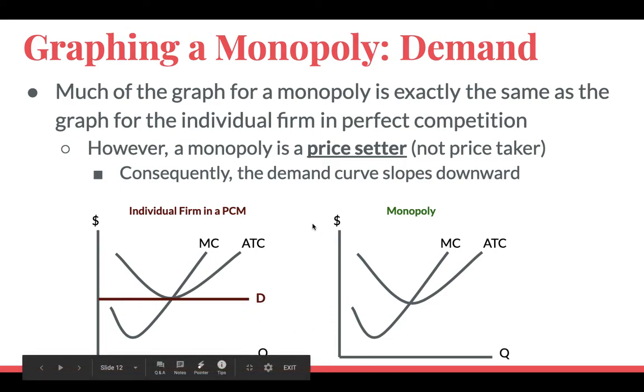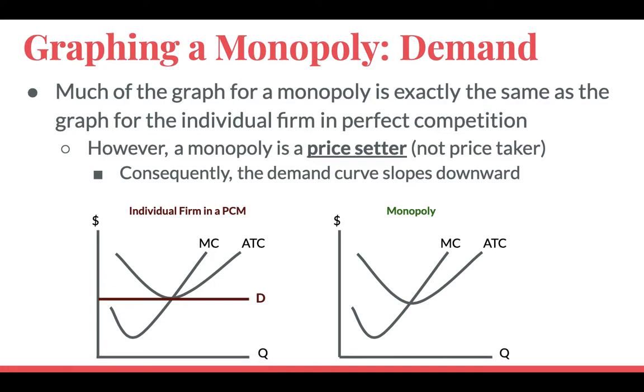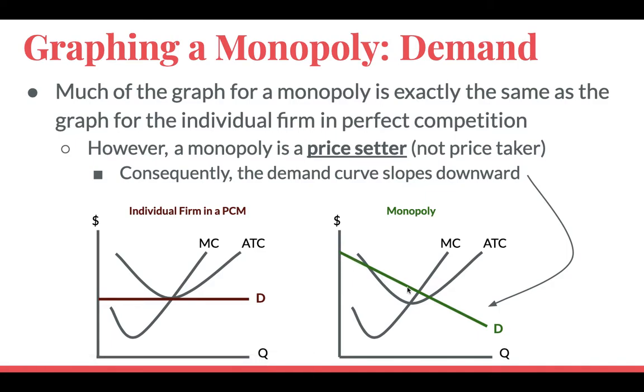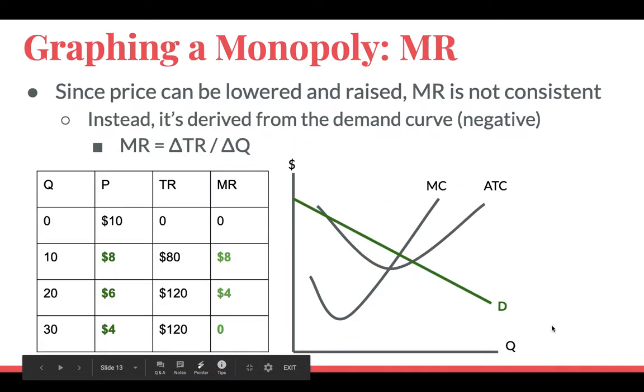For a monopoly, though, they're a price setter. They can move the price. They're the only ones who sell this thing. So because of that, they are subject to the law of demand. As price decreases, they get more customers. As price increases, they're going to get fewer customers. So we wind up with this negatively sloped demand curve.